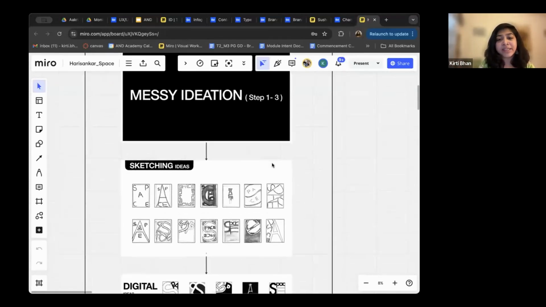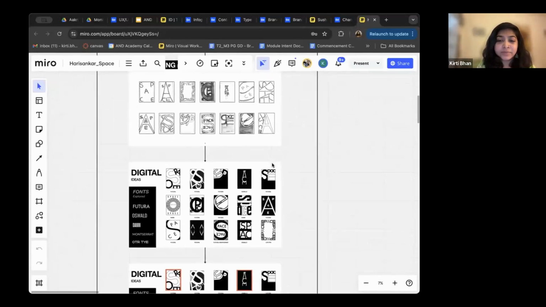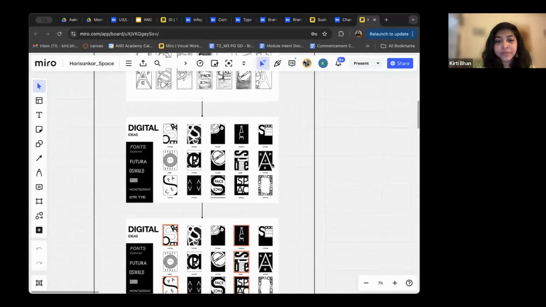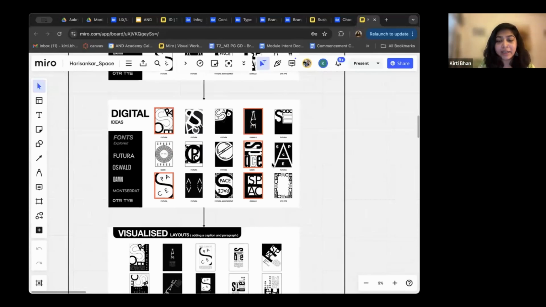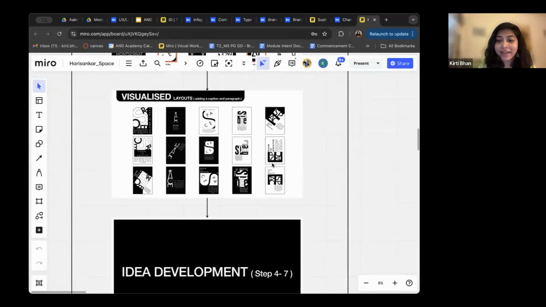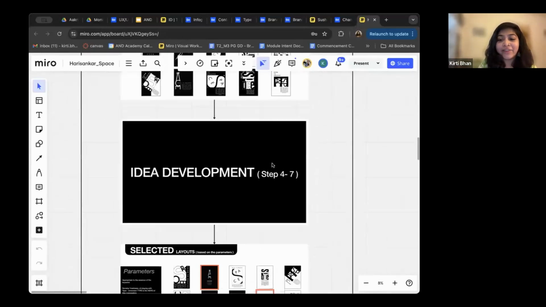So we start with messy ideation, some hand-drawn sketches. Then we select something from them. And after selecting a few, we digitalize them. Then again, we select, and again we start and play with the compositions. So the idea development keeps happening.